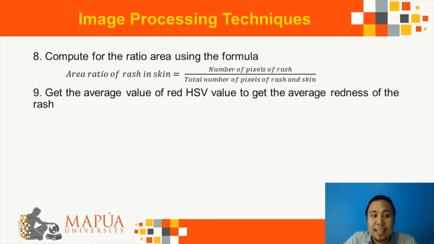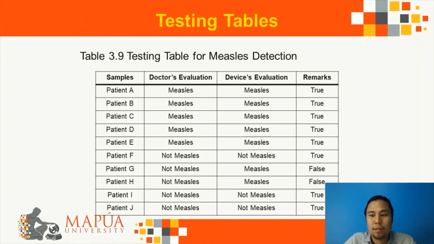Then next, get the average value of the red HSV value to get the average redness of the rash. The average ratio we got is 2.82% to 20.41% for light severity, 20.42% to 35.03% area ratio for moderate severity, and 35.04% and above for severe measles.